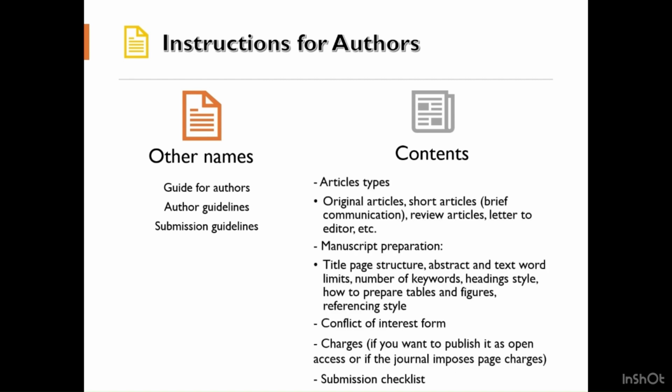For example, the journal publishes original articles, short articles, which are sometimes called brief communications, review articles, letters to the editor, and perspectives. Some journals specify that they publish case reports or that they do not publish case reports. Some mention that they don't publish review articles, but rather they publish systematic reviews. So you always have to make sure that the type of manuscript you're trying to submit is actually among the articles that the journal would accept.